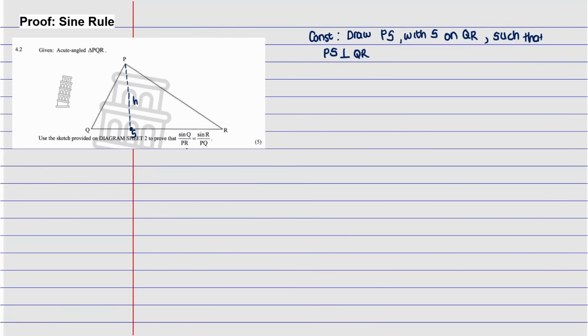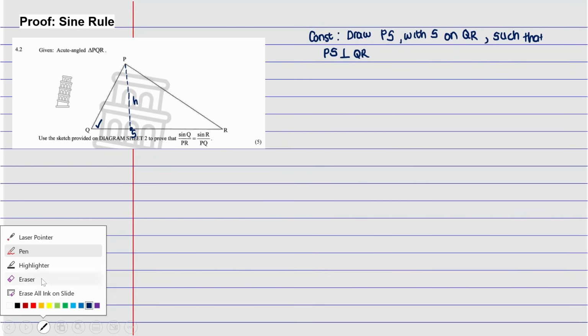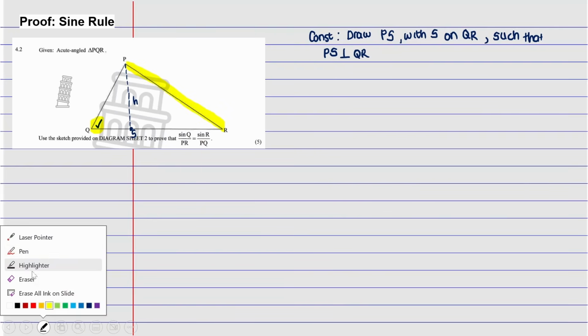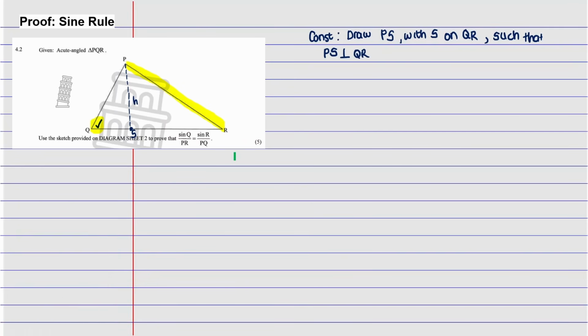Alright. So here we need to prove the fact that sine Q, which is here, divided by QR is equals to sine R, which is this one, divided by QP. So let's mark our information. That's what we need to solve, right? So with that said, we need to basically find sine Q and sine R. Then for some, they need to have something common that we need to equate.